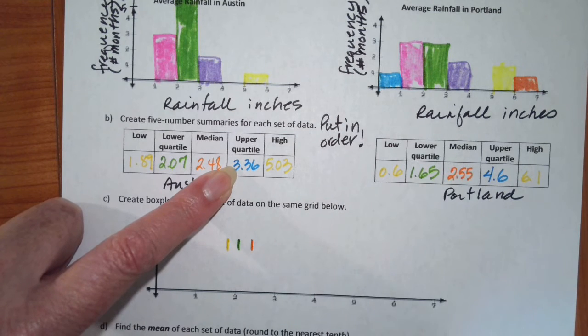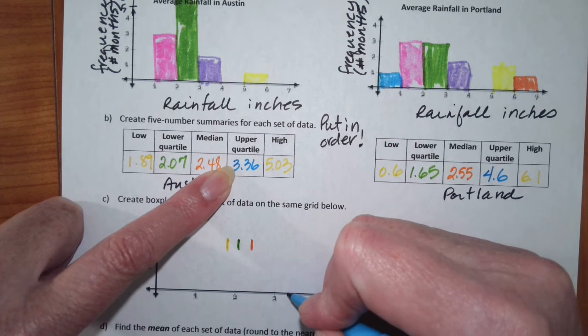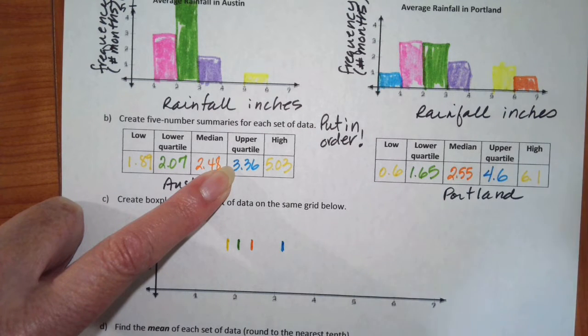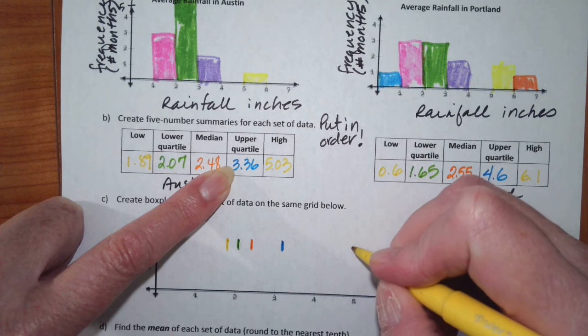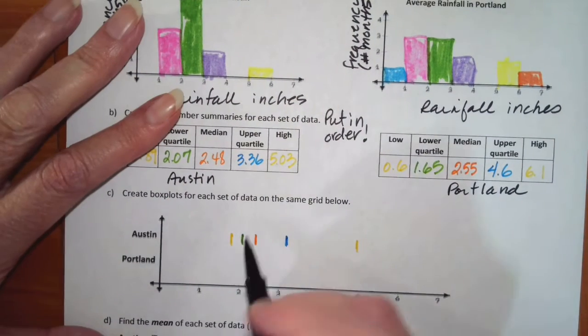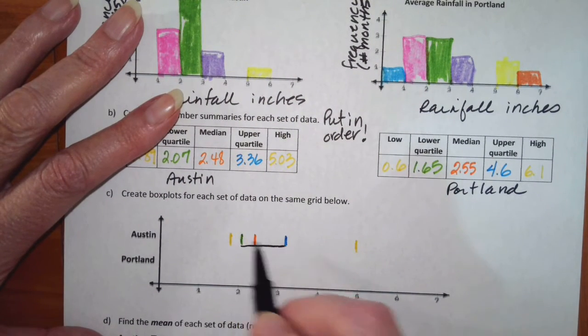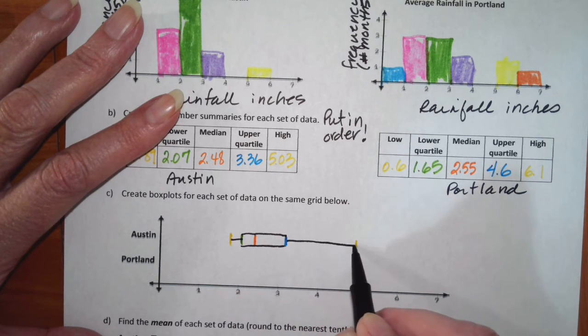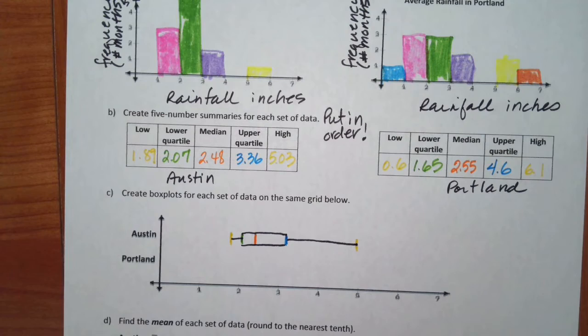The upper quartile is 3.36. That's going to be about right there. And then the maximum is just a little over 5. So right there. So again, you connect the 3 in the middle to form a box, and then connect those to the min and max with whiskers.